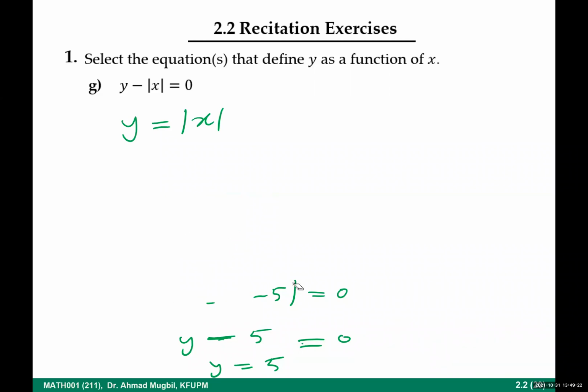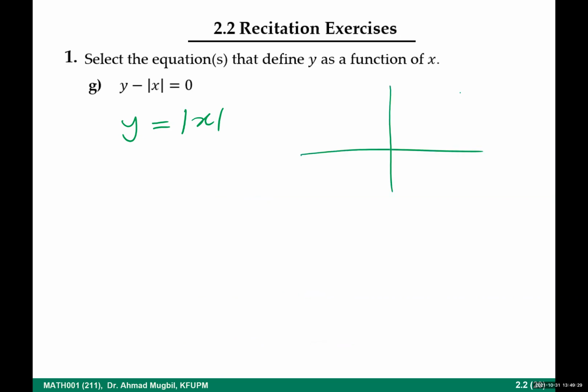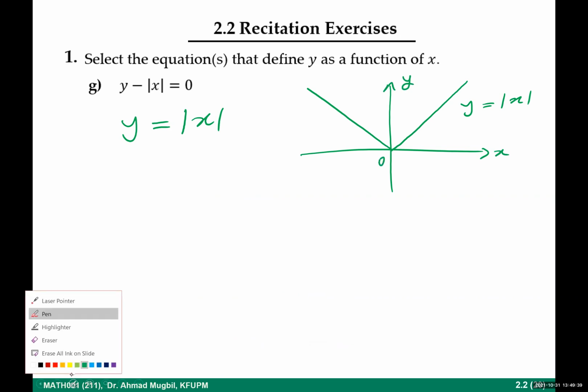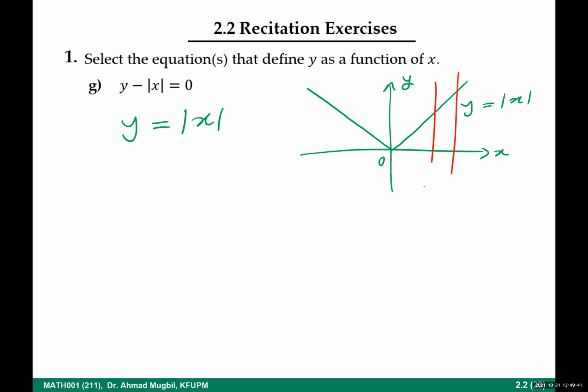Now, if you are not sure about that, sketch the graph. If you don't know the graph, we mentioned this before. The graph of this function looks like this. We will repeat this tomorrow. We will consider it as a piecewise defined function. If you draw any vertical line, it will intersect it only once. Give me one vertical line that intersects it more than once. You cannot find one.